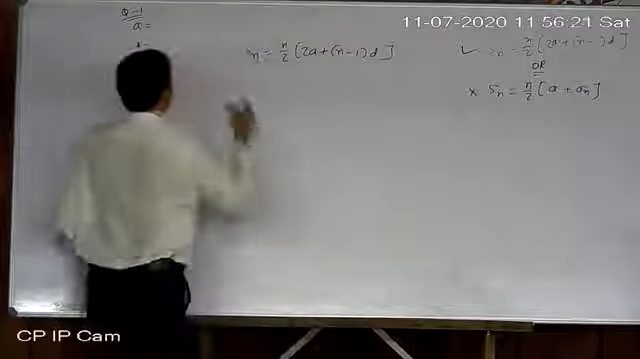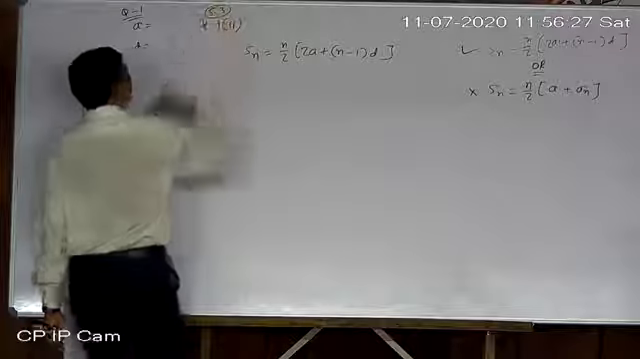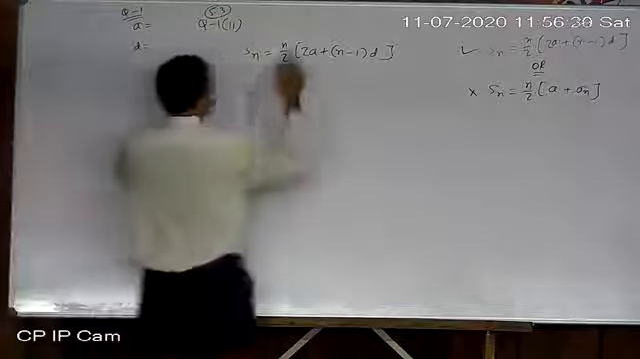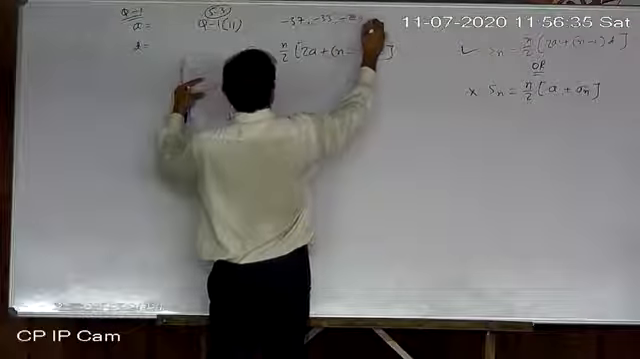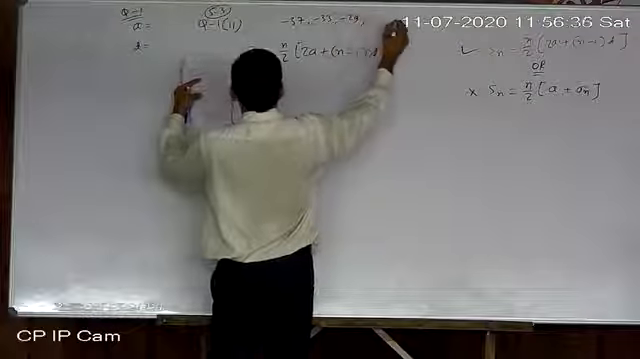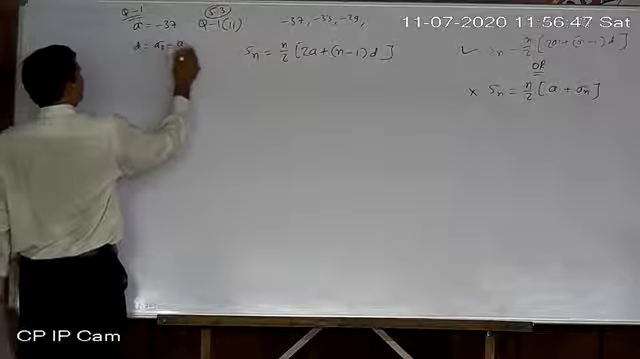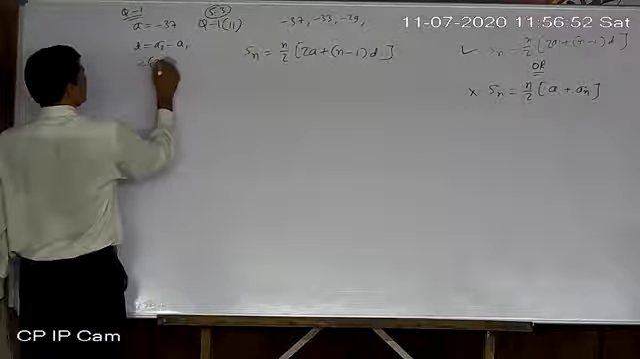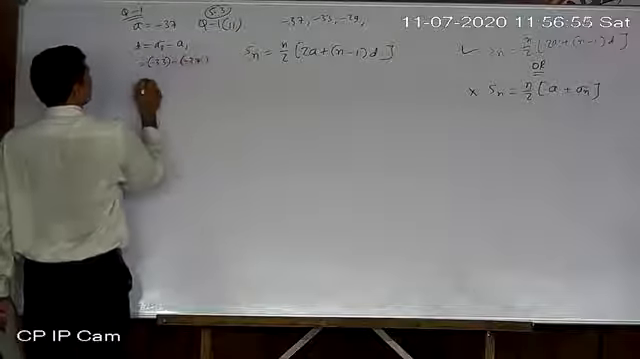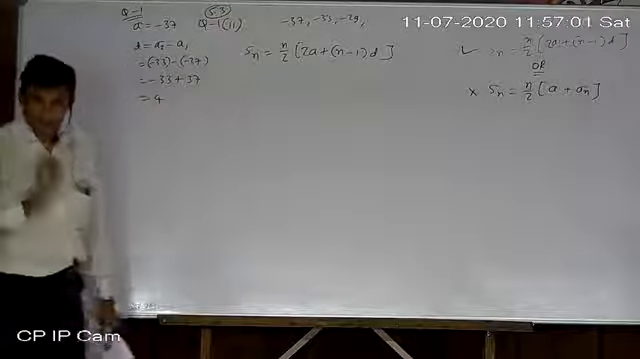Exercise 5.3, question number 1, second. The series is given: minus 37, minus 33, minus 29, and up to 12 terms we have to add. So A is equal to minus 37 only. Now I want to find D by A2 minus A1. Don't find it orally. Just place both values, minus 33, minus 37. So minus 33 plus 37 will be 4 only. Plus 4, not minus 4.